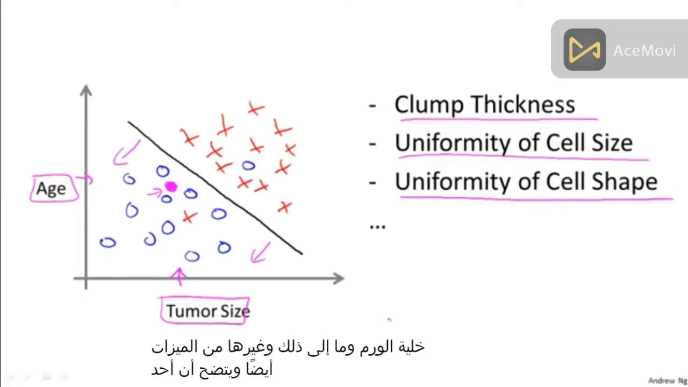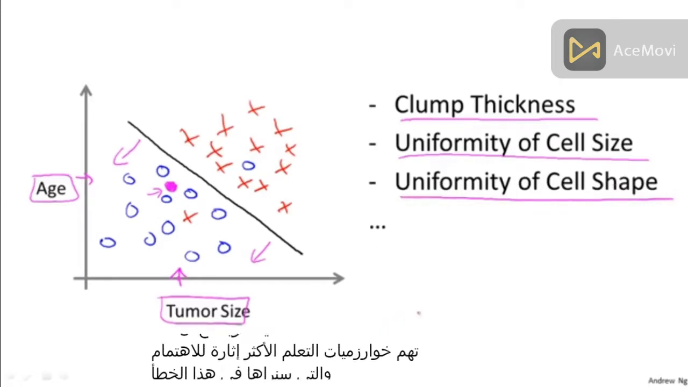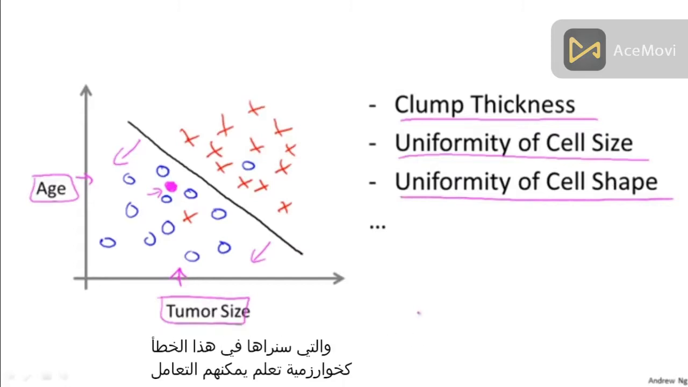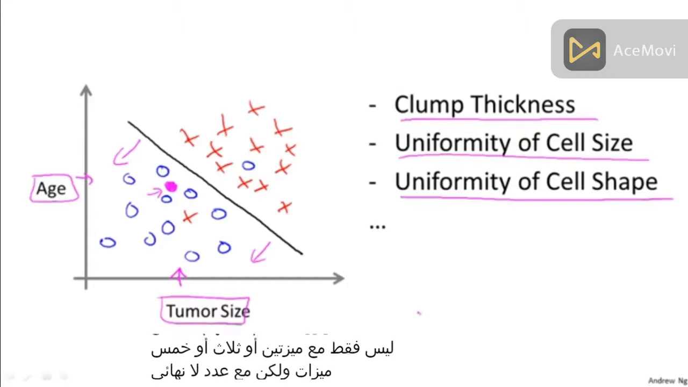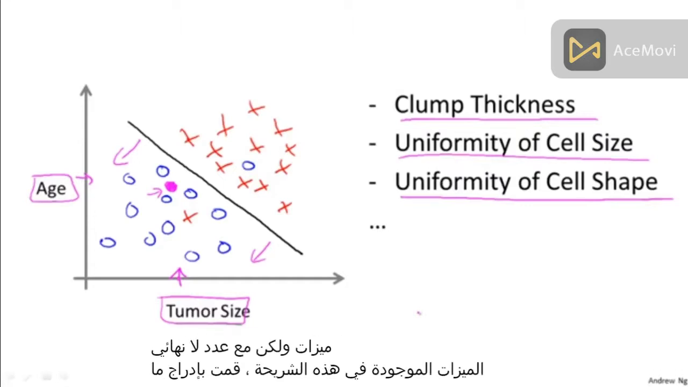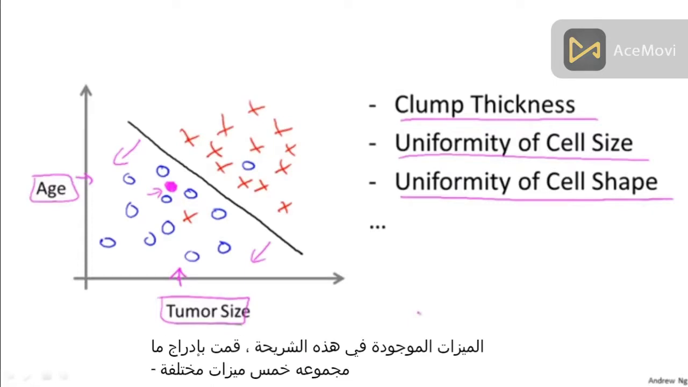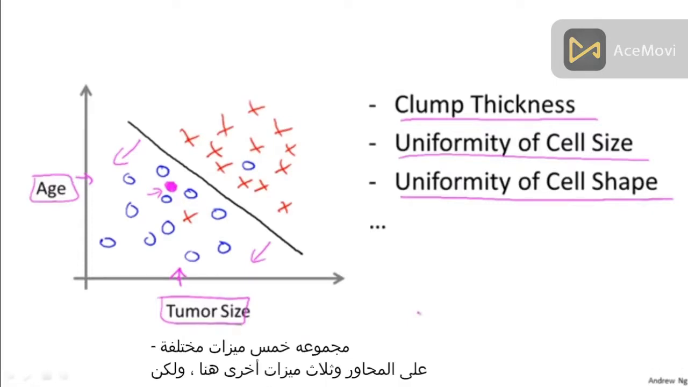And it turns out one of the most interesting learning algorithms that we'll see in this class is a learning algorithm that can deal with not just 2 or 3 or 5 features, but an infinite number of features. On this slide, I've listed a total of 5 different features, right? 2 on the axes and 3 more up here.